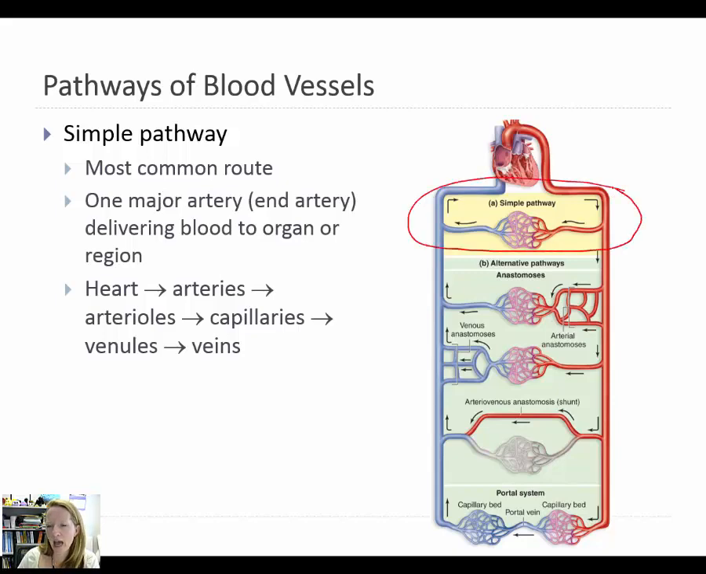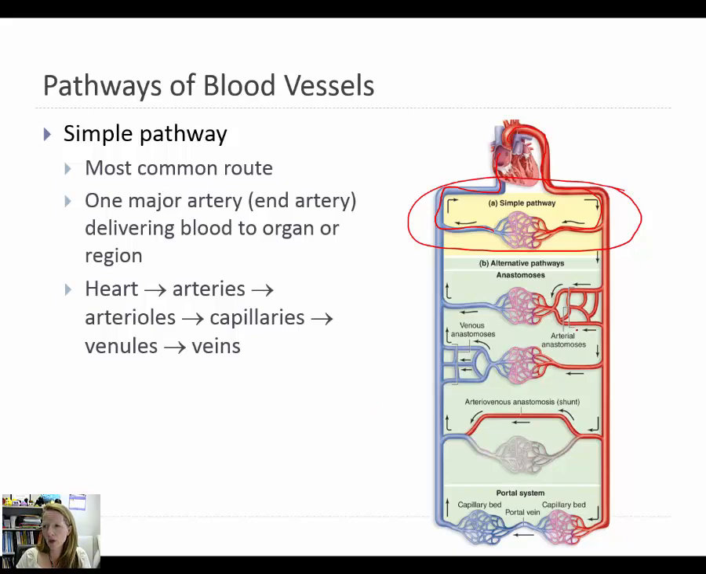So this is what we know of as a pathway for blood vessels. This is the simple pathway. This is the one where the heart is carrying the blood through arteries, and then it's going to carry it from the arterioles and feed the blood into the capillaries, and then it's going to drain into the venules, and then eventually it's going to drain into the veins to go back to the heart. That's the simple pathway. It's the most common route. That's where most blood is going to flow to deliver blood to the different organs.